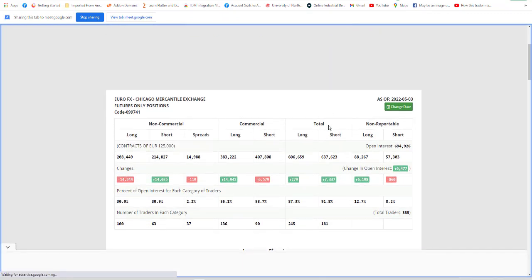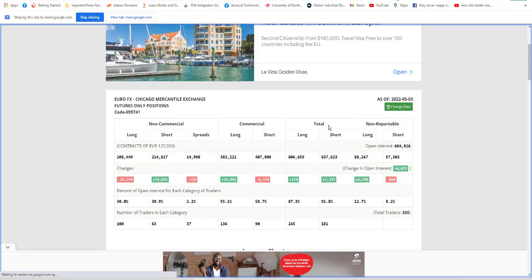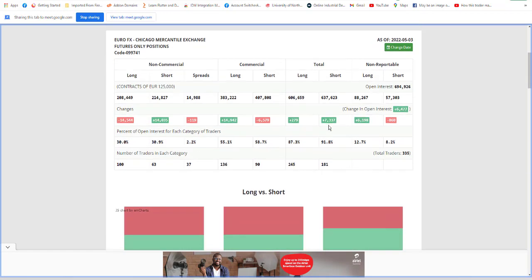Guys, watch this. Look at how power is changing hands now. See how exciting this is. Watch this carefully. What is the number of our long position here? We have 208,449. And what is the number of shorts here? 214,827.